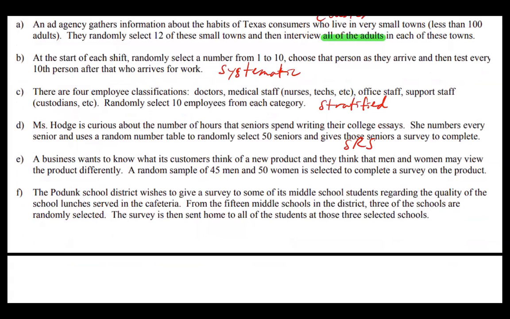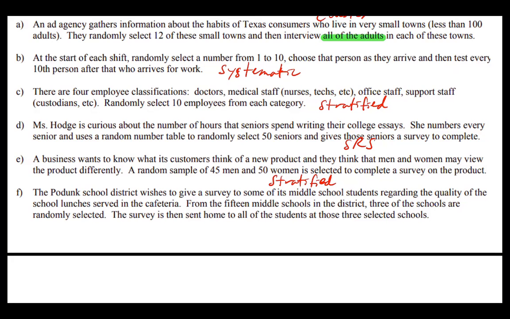E, a business wants to know what its customers think of a new product, and they think that men and women may view the product differently. A random sample of 45 men and 50 women is selected to complete a survey on the product. That's stratified again, yep. What were the strata based on? Gender, yep. It doesn't have to be equal, like 50 and 50, no. The main things of stratified are groups, and then I randomly pick from those groups, okay?